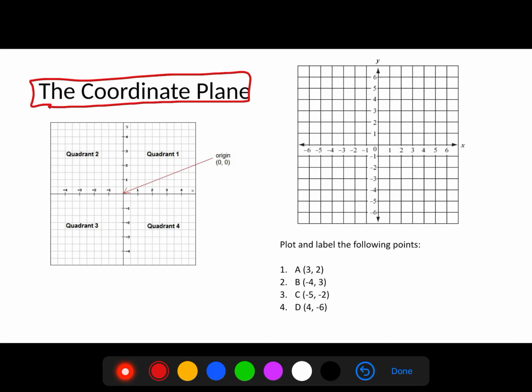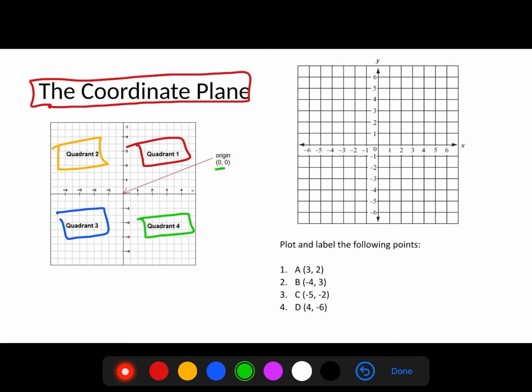The positive one, where the positive x and the positive y, that's called quadrant 1. And then you have where the x is negative and the y is positive, that's called quadrant 2. Then where both the x and the y are negative, that's this section of the coordinate plane called quadrant 3. And then where the x's are positive and the y's are negative, that is called quadrant 4. So the origin is (0, 0), as is labeled here with the arrow. That's always called the origin.